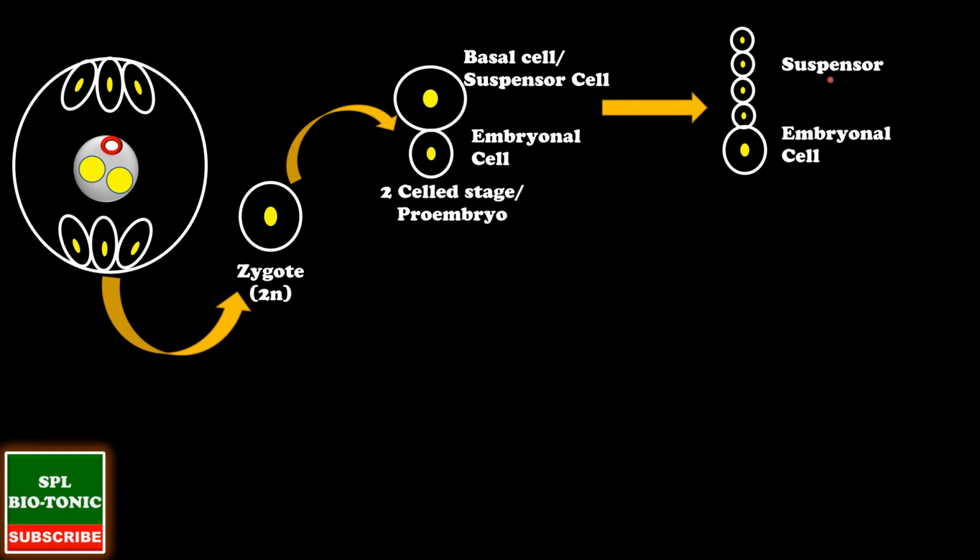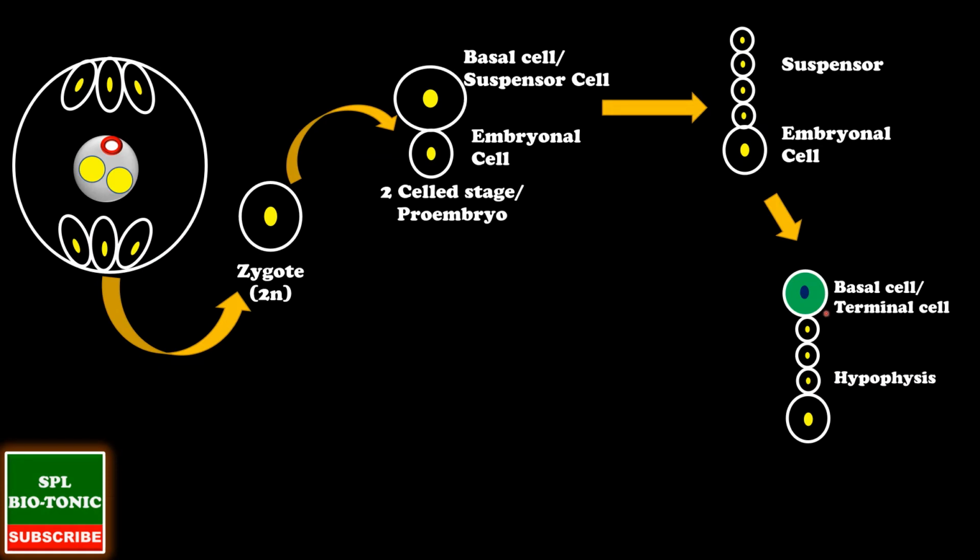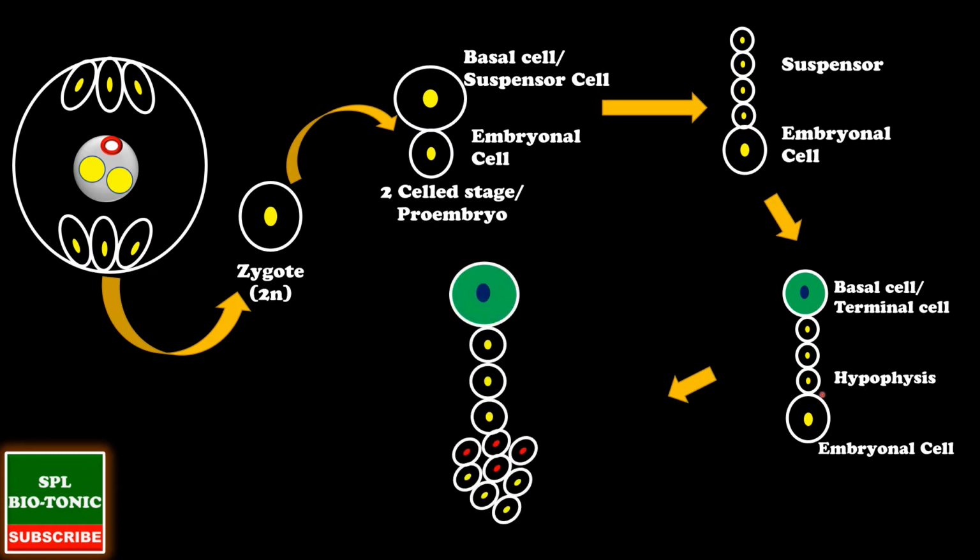The lower embryonal cell remains as it is. Now, further, the cell of the suspensor which is towards the end is called the terminal cell or basal cell, and the cell of the suspensor close to the embryonal cell is called the hypophysis. This terminal cell forms the haustorium, and we can see the cell close to the embryonal cell is called the hypophysis.